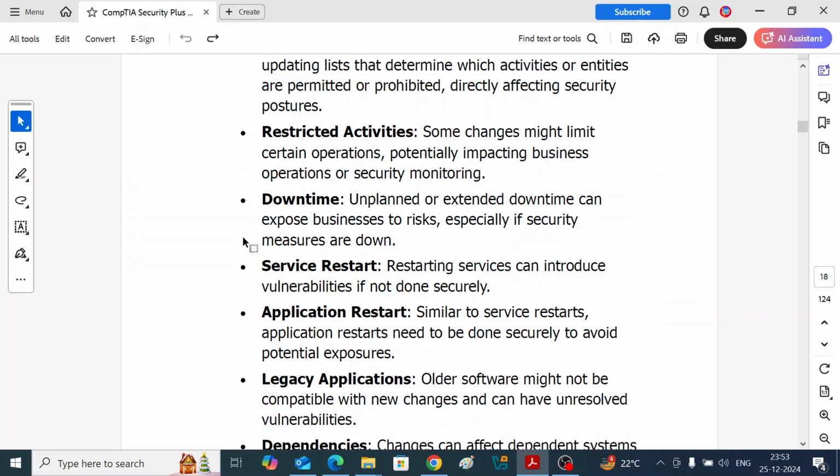Downtime. What's downtime? Unplanned or extended downtime can expose the business to risks. So downtime, wherein the systems are not working, if it is unplanned or it is extended, can expose the business to a lot of risks, especially if security measures are down.